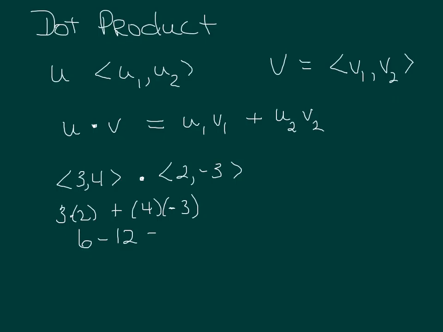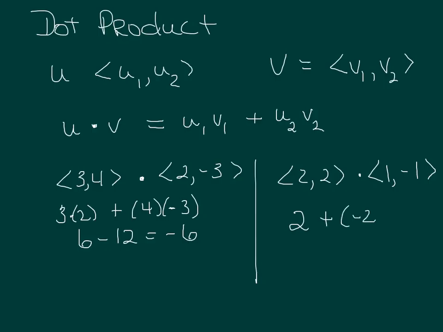So this is equal to negative 6. All right, let's take this dot product. What do we get here? 0, because 2 times 1 plus 2 times negative 1, so here the dot product is 0. So it's easy to find a dot product.